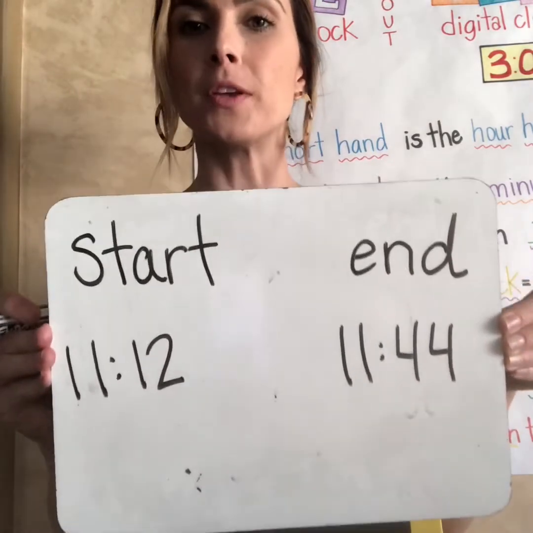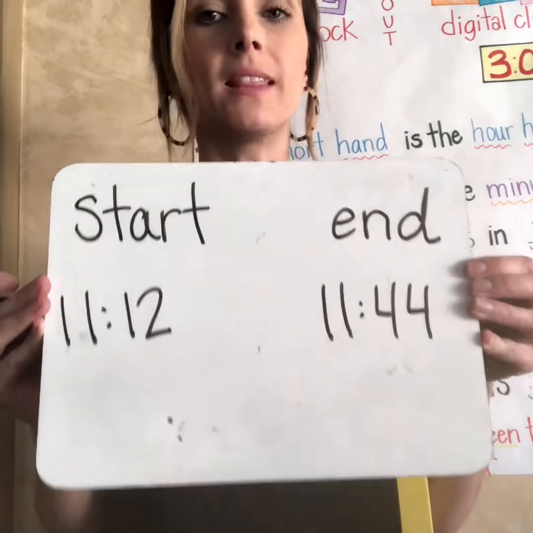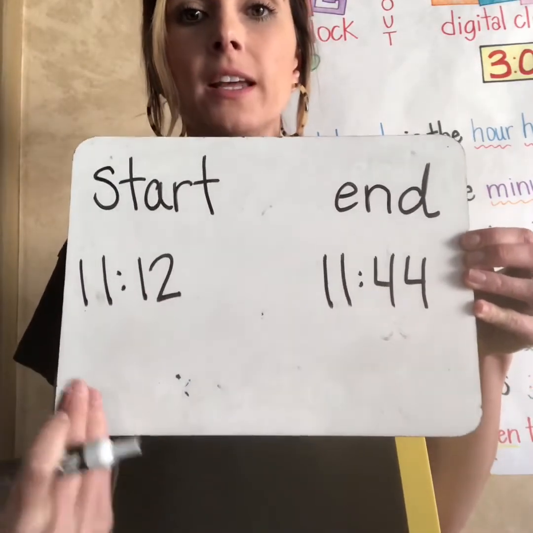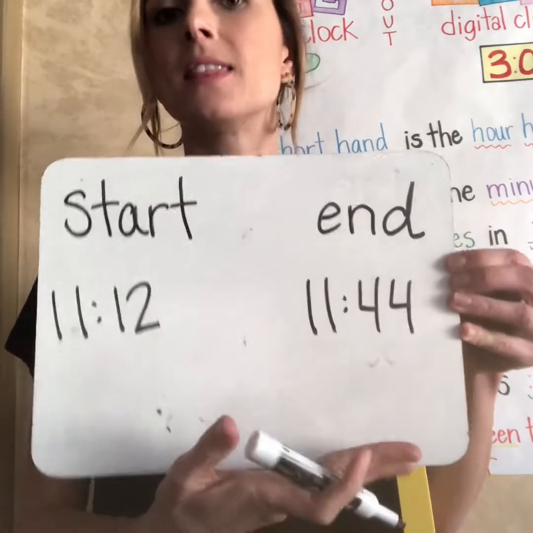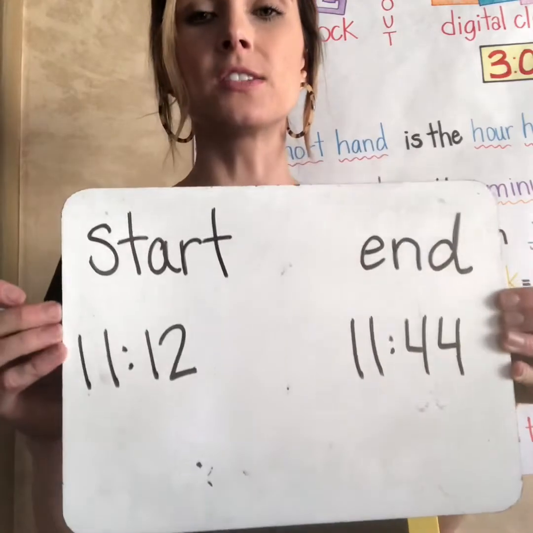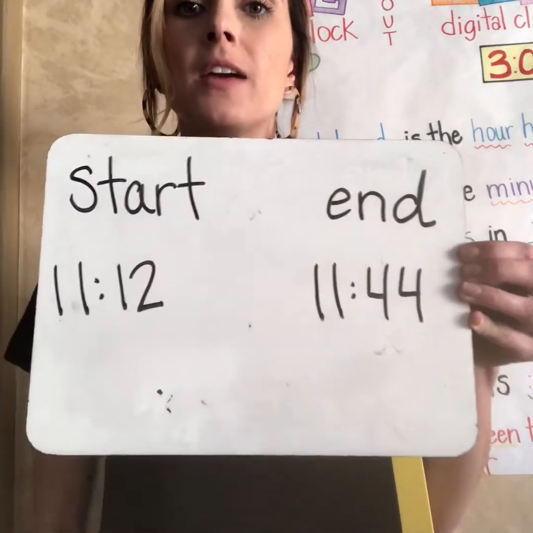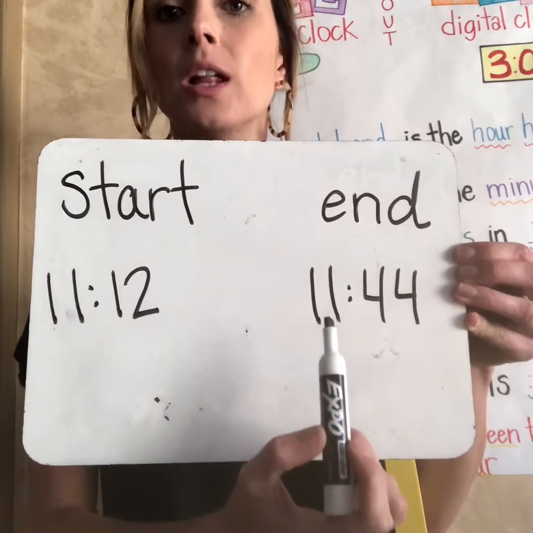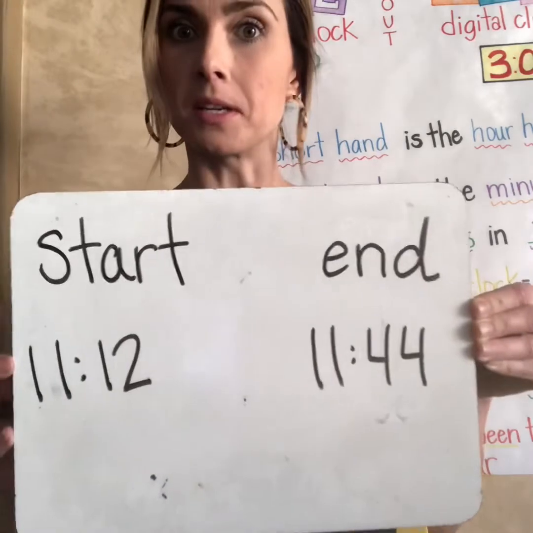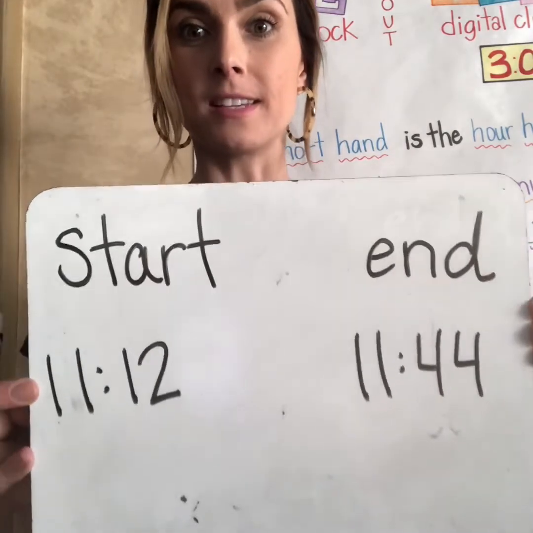Okay, let's review some word problems with time. Now these deal with elapsed time, the time between when something started and when something ended. This example is recess times. This school starts recess at 11:12. Recess ends for the school at 11:44. Those are some odd recess times and a pretty long recess. Let's find out how long this recess is.